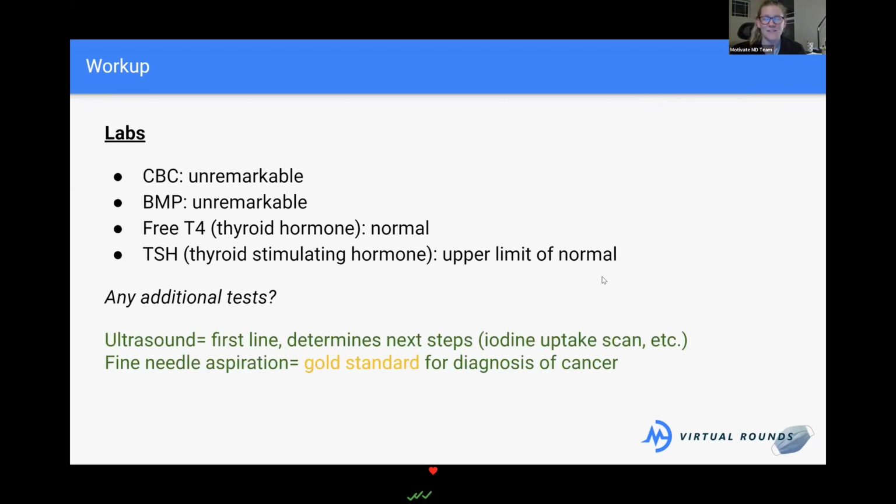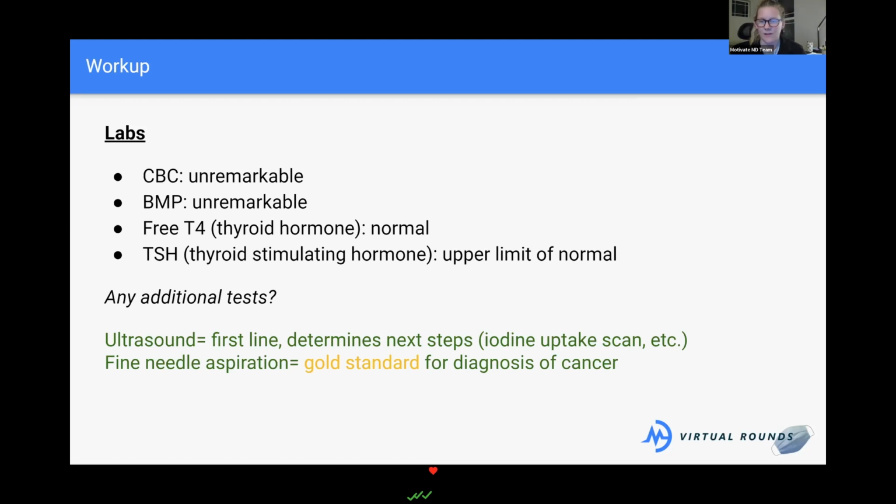Ultrasound is a great first line test because it's super inexpensive, easy to do, and accessible in most hospitals. They also do not have any radiation, so you can just do them in the office and there's no risk to the patient at all. And they help determine what your next steps are going to be. Depending on what you see on the ultrasound, you might do an iodine uptake scan, you might do a biopsy. It depends what you find on this first test.